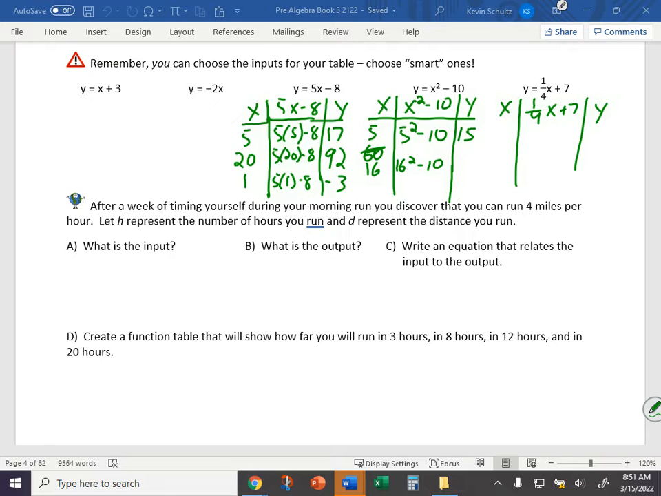Anyone know what 16 squared is off the top of their head? Tony? Oh, wait, 32. No, that's 16 times 2. 16 squared is 16 times itself. Haley? 256, and then minus 10 gives us 246.